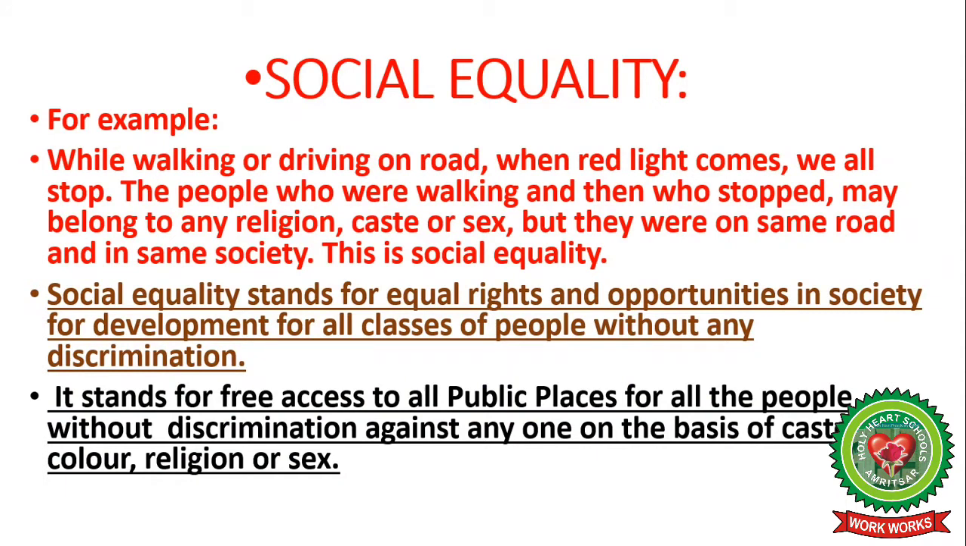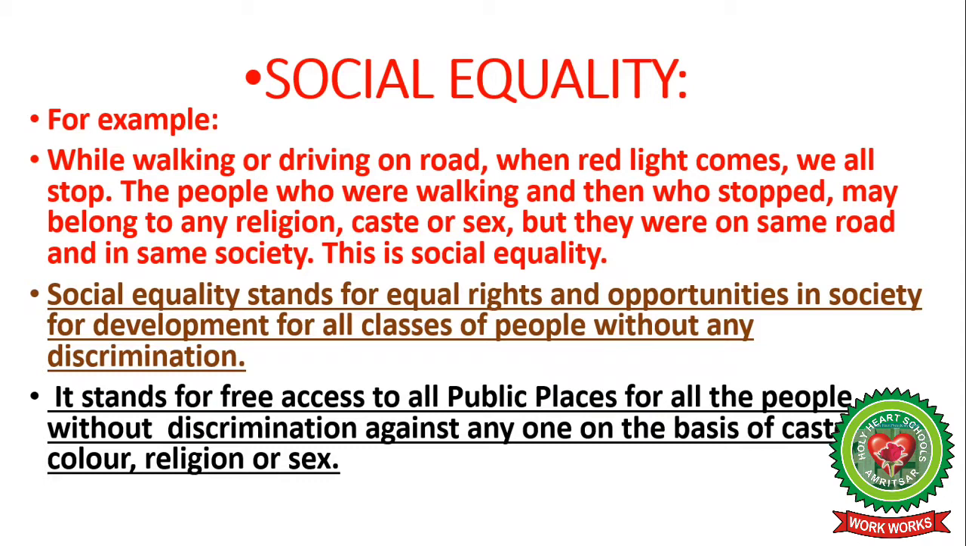Next is social equality. Like for example, while walking or driving on road, when red light comes, we all stop. This is very common. We all know when red light comes, we have to stop. The people who were walking and then who stopped may belong to any religion, caste, or sects, but they were on the same road in the same society. This is social equality. Yes, when they were walking, they were all same. They were in the same society.